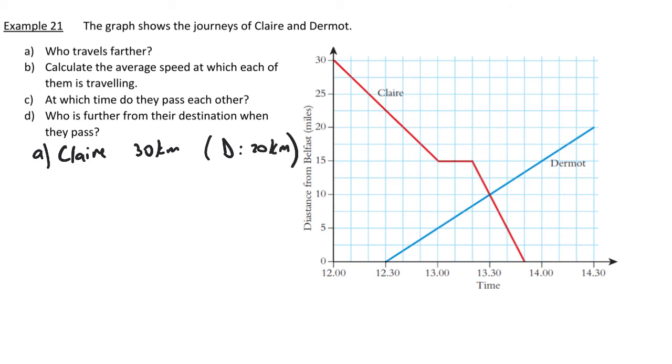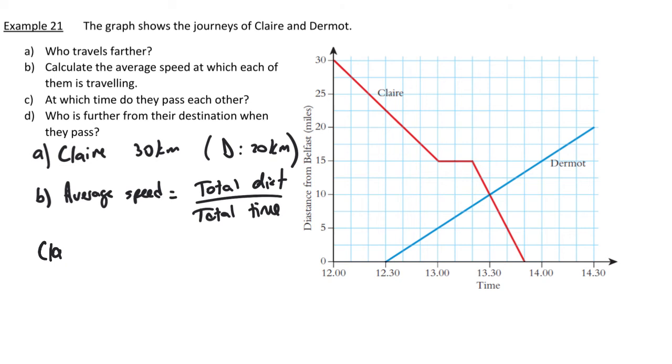Calculate the average speed of which each of them is travelling. So what we know is that the average speed is the total distance over the total time.